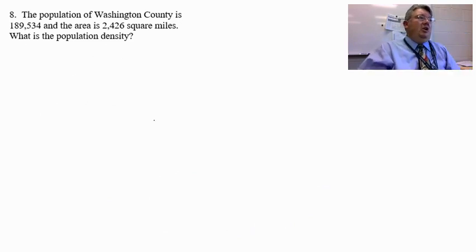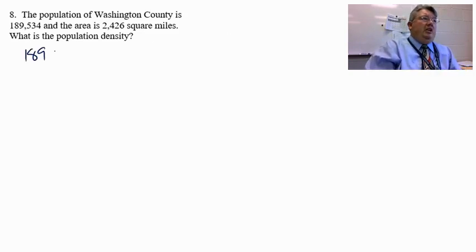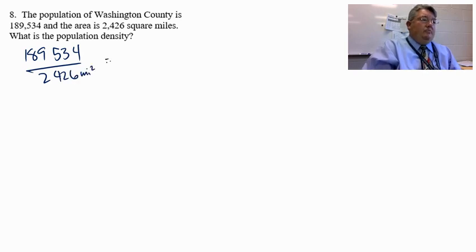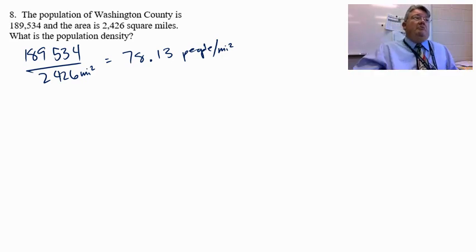Population of Washington. Oh, this is a density question. Population of Washington County is 189,534, and the area is this. So density, remember, equals the amount of stuff over the amount of space. So I need to take 189,534 people and divide it by 2,426 square miles. If I take that 189,534 divided by 2,426, I get 78.1, I'll round it to 3, and this is people per square mile. So in other words, every square I draw that's a mile square is going to have about that many people in it.